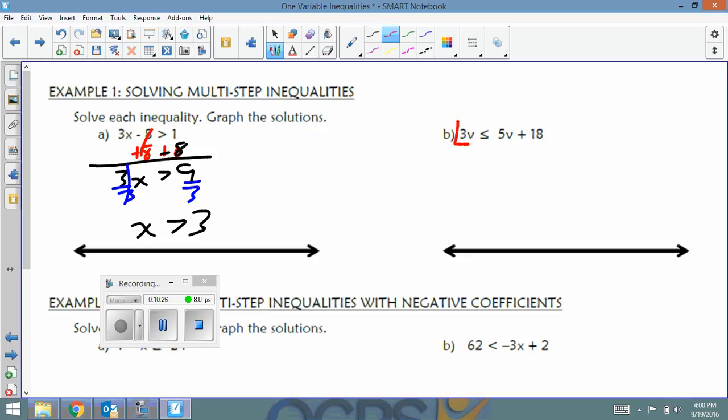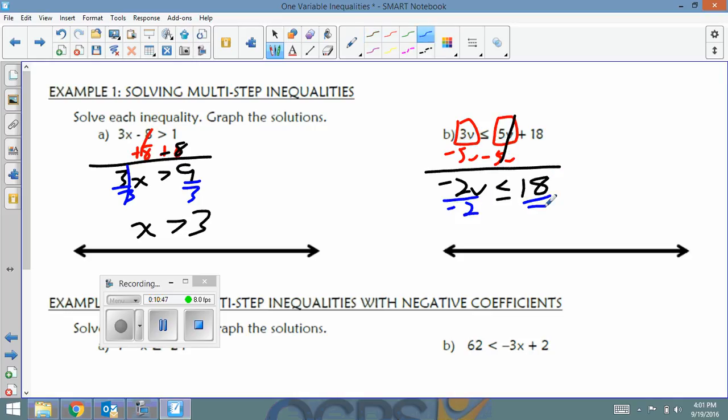Remember, on this one, we have letters on both sides of the equal sign, so you take the one furthest to the right and move it to the left. So this is 5v on the right, so we're going to put a negative 5v underneath. So we get negative 2v, those cancel out, is less than or equal to 18. Then we're going to divide by negative 2, and we get v and negative 9, but because that number in front of the letter was negative, the sign flips the other way.